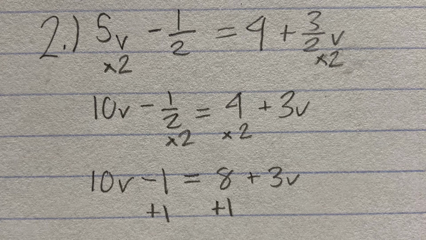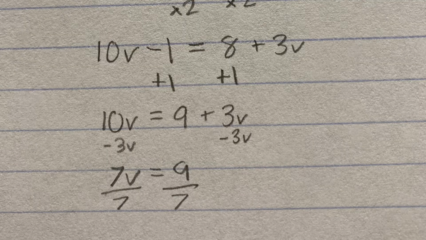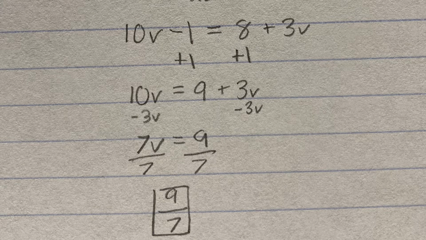Now we must add 1 to each side. Now we have 10v equals 9 plus 3v. Now we must subtract 3v from both sides. Now we're left with 7v equals 9, and we have to divide both sides by 7. And since we can do that, our final answer will be 9 over 7.